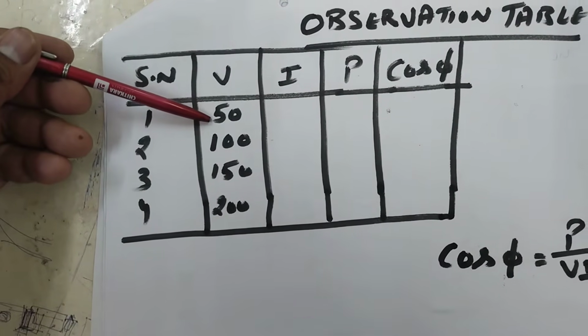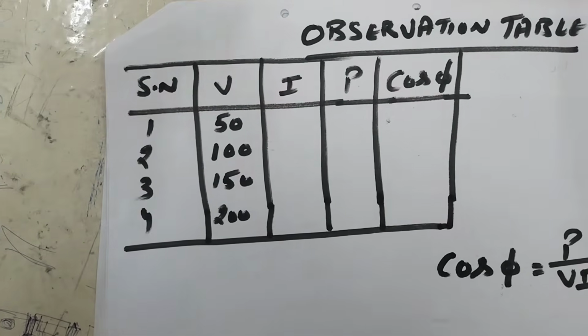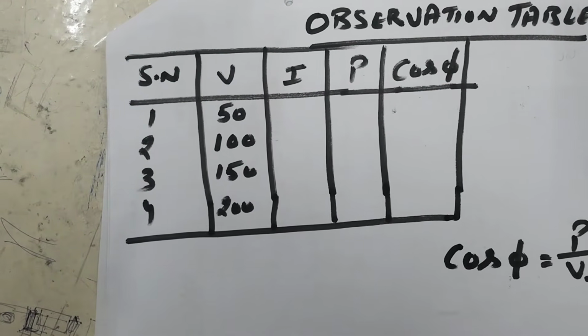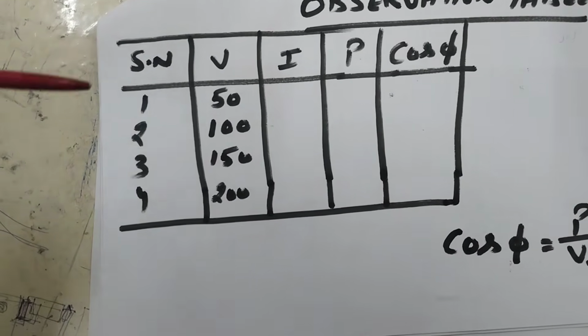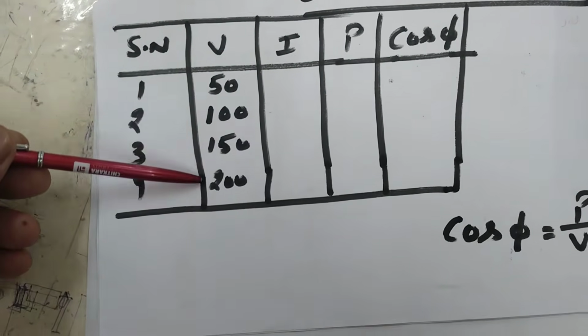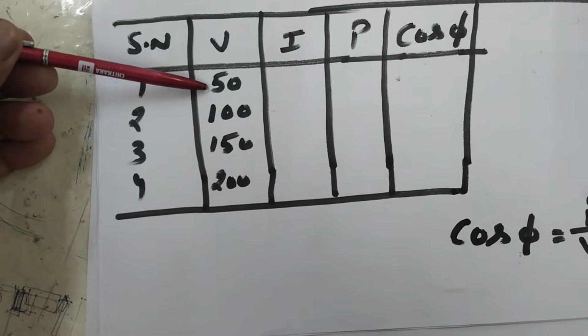So here, as we very well know, we are using the auto transformer at the input. Auto transformer is a voltage variac, so we will give the variable voltage to our whole circuit. So here 50 volt we first give to the RL series circuit.